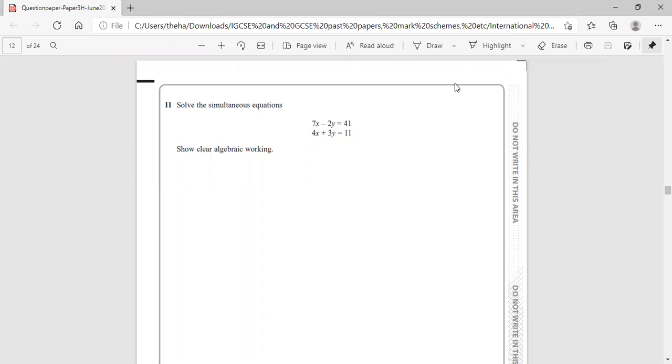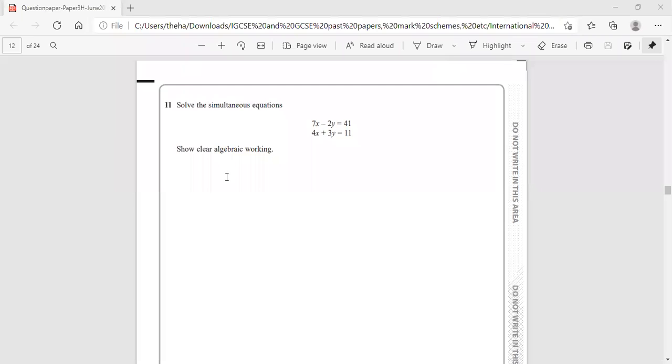So the first question is simultaneous equations. There are two methods to solve simultaneous equations, and the method I'm going to go for is elimination. If you don't know what that is, don't worry, there'll be a video coming out soon on how to solve simultaneous equations using elimination.